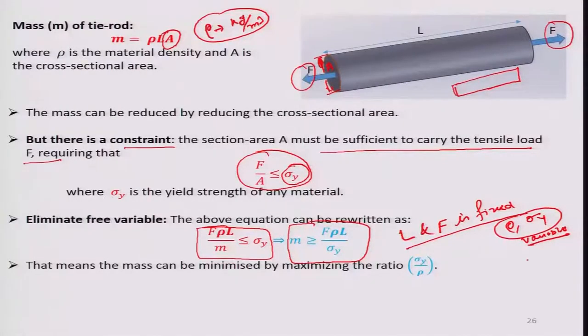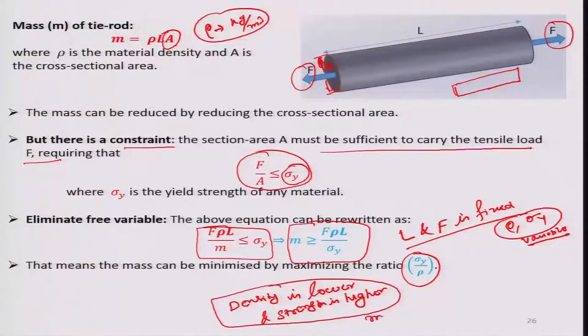What is our free variable? Any material. So, now that means mass can be minimized by maximizing the ratio sigma y by rho. It means if we select a material such that its density is lower and strength is higher, then what will happen? The mass of the tie rod will be minimized.